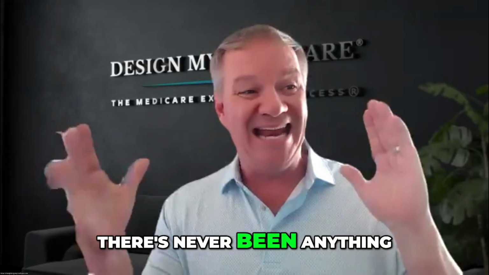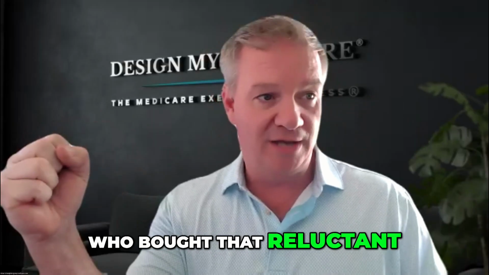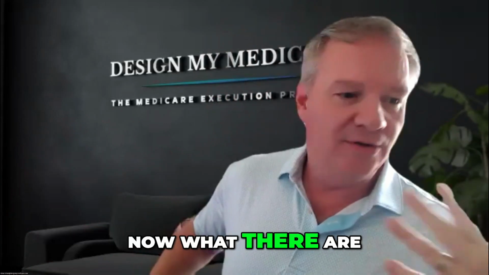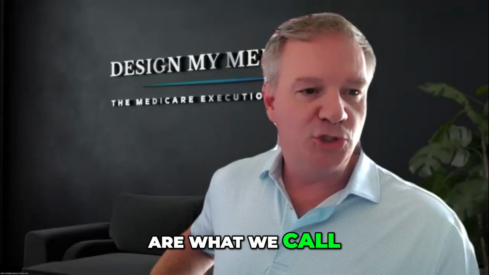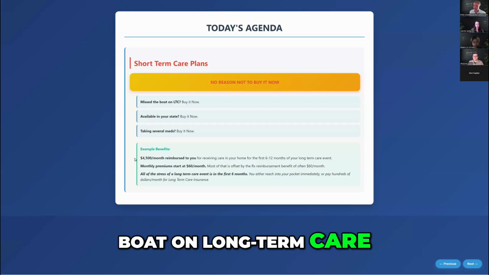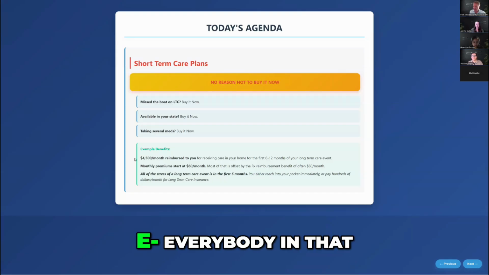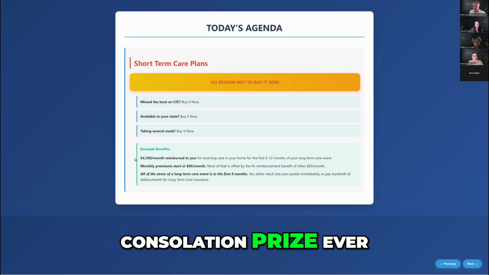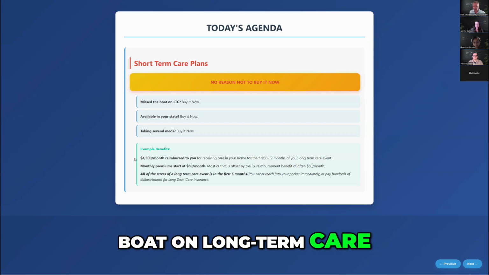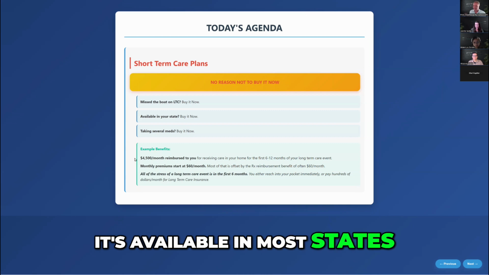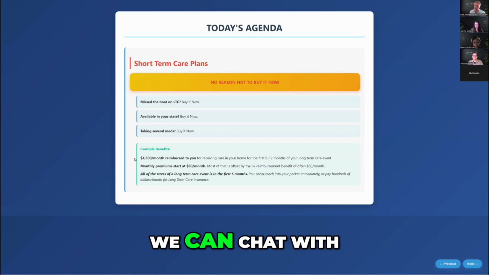We get it. There's never been anything in between the person who bought that robust long-term care policy and the reluctant self-insurer. Now, what there are in a lot of states are what we call short-term care policies. I'm going to tell you, and this isn't trying to preach, I'm not selling, I'm just telling, if you missed the boat on long-term care insurance, everybody in that situation should look at a short-term care policy. It's like the best consolation prize ever. So like I said, if you missed the boat on long-term care, buy a short-term care policy. If it's available in your state, definitely buy it. It's available in most states, not others. If you're interested in this, we can chat with you about it.